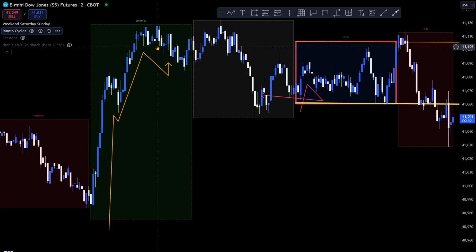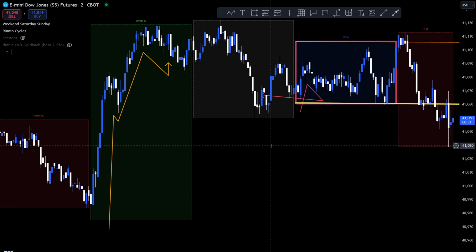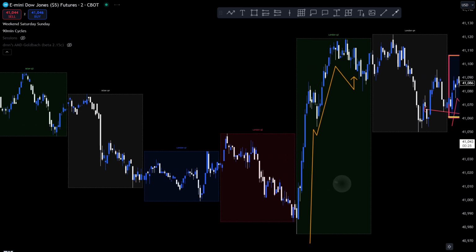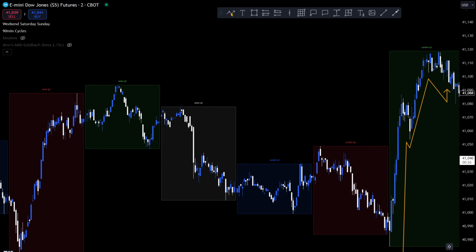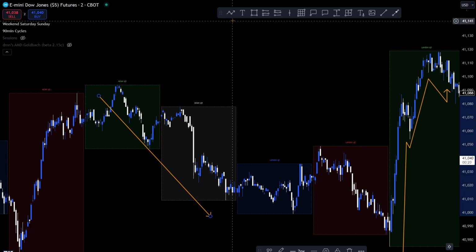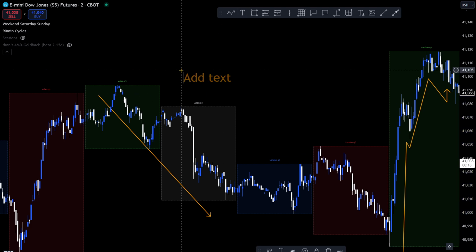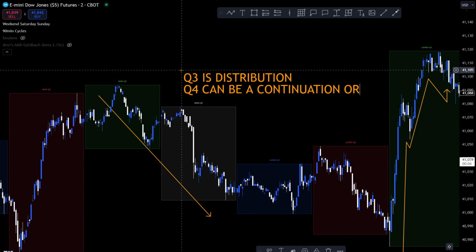We talked about how Q3 can run one way. Q4 as a function can reverse from Q3. Does not have to be a straight reversal every time. Doesn't have to be a continuation every time. This is an example of your Q4 as a continuation. I'll put that on screen. Q3 is distribution for your note. Q4's job can be a continuation or full reversal.